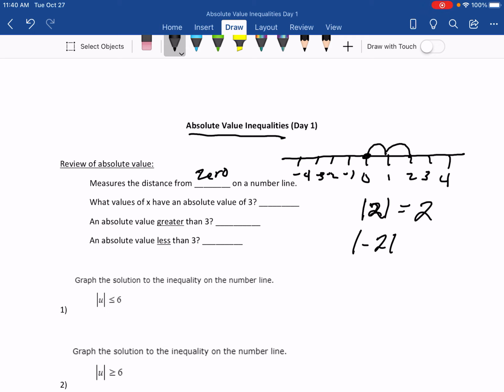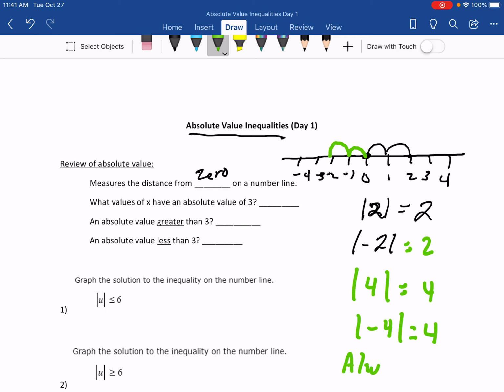Absolute value of negative 2, I'm just going to switch colors. We're going 2 spaces as well, the difference being 2 spaces backwards. We're still going 2 spaces, but it's backward instead of forward, so the absolute value of negative 2 is also 2. Likewise, absolute value of positive 4 is 4, and absolute value of negative 4 is also 4. So absolute values are always positive.